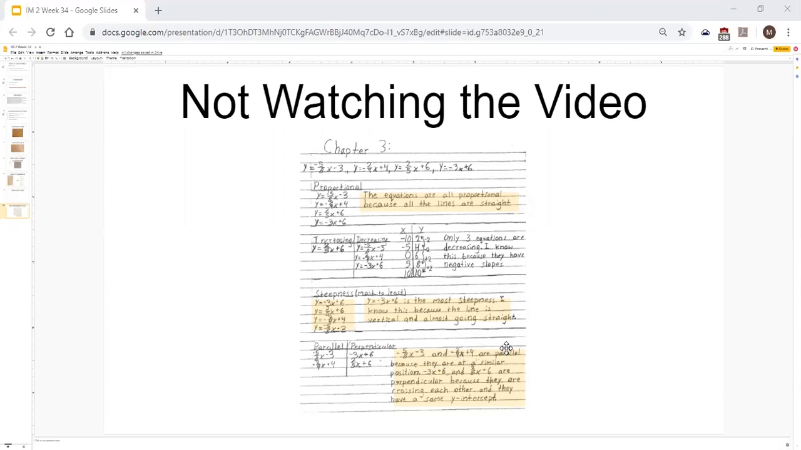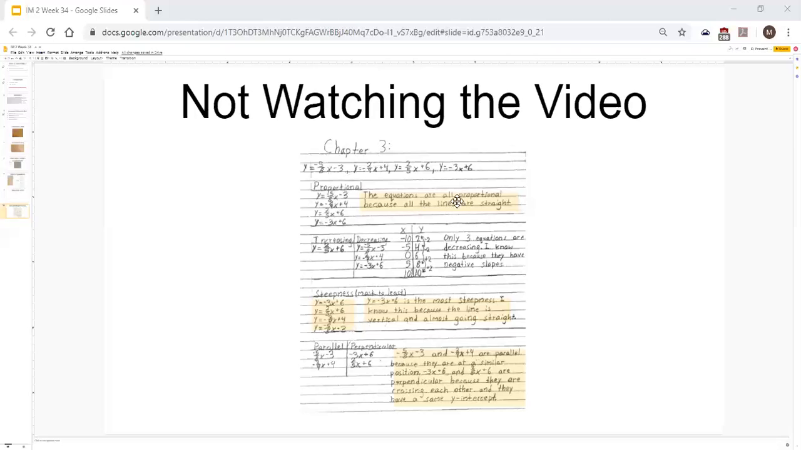Parallel, similar position, needs more information. I think a graph would be helpful. This is a vague explanation of what parallel means. And then perpendicular, crossing each other and have the same y-intercept. That's not the definition of perpendicular.